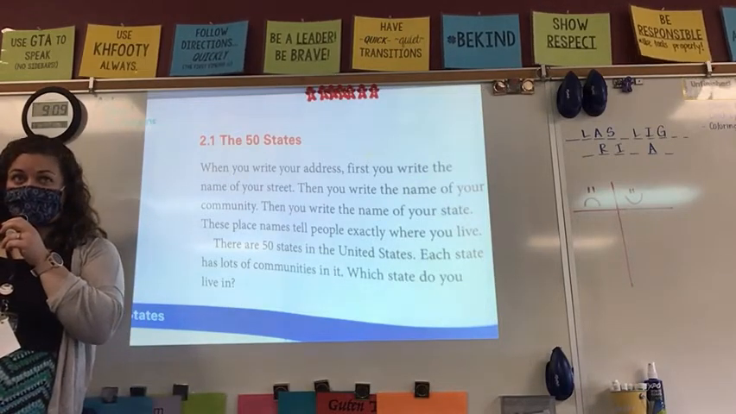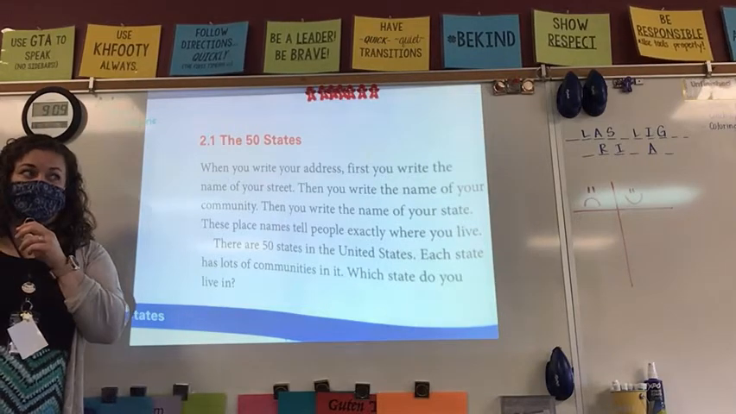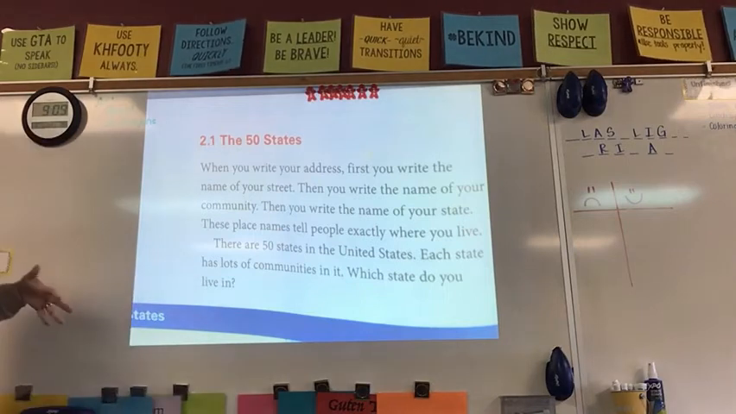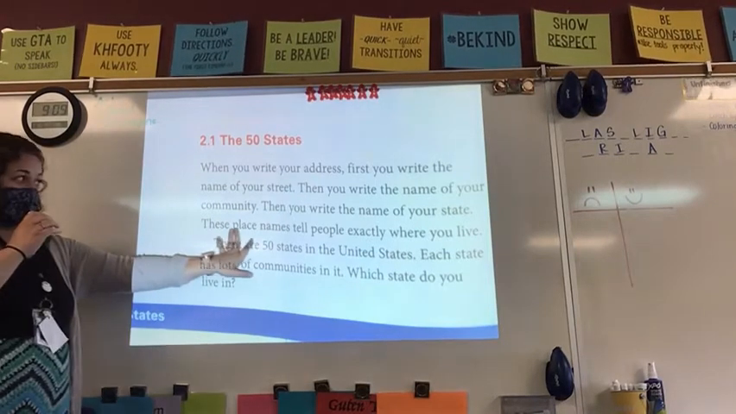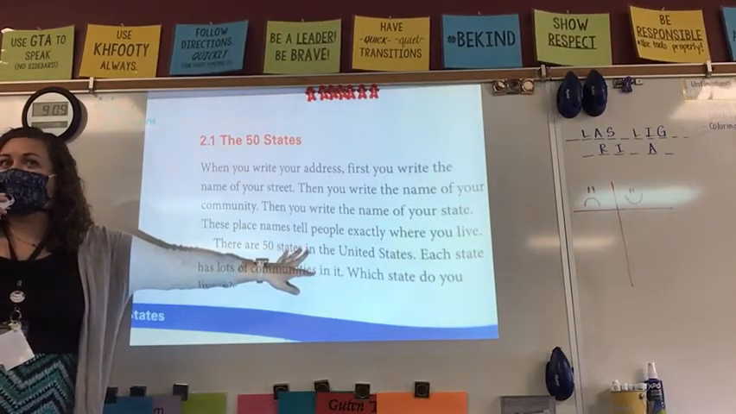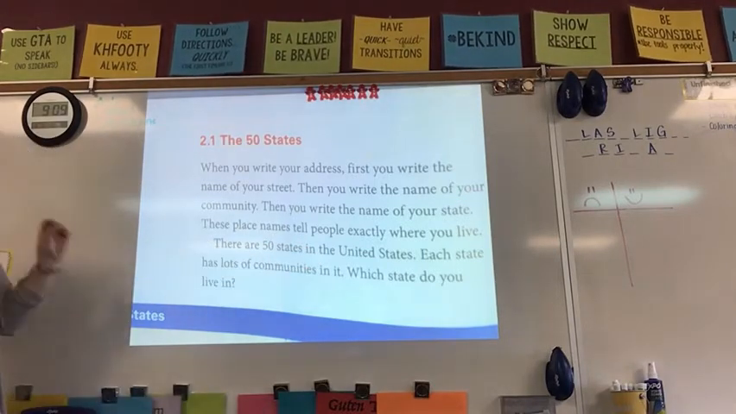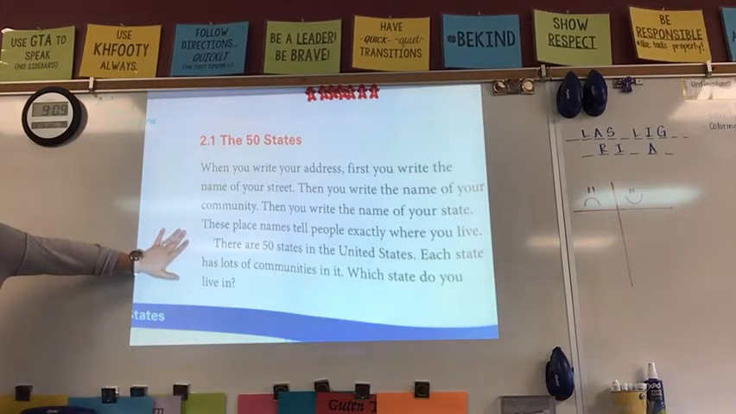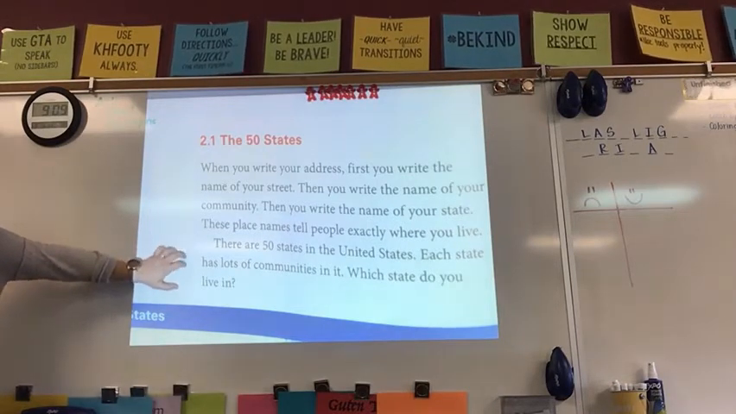What community is our school in? Haywood Street in Waverly, Nebraska, right? So that last little bit after Waverly, that's our state. That NE stands for Nebraska, and it tells people exactly where we live. There are 50 of those states in the United States. Each state has lots of communities.